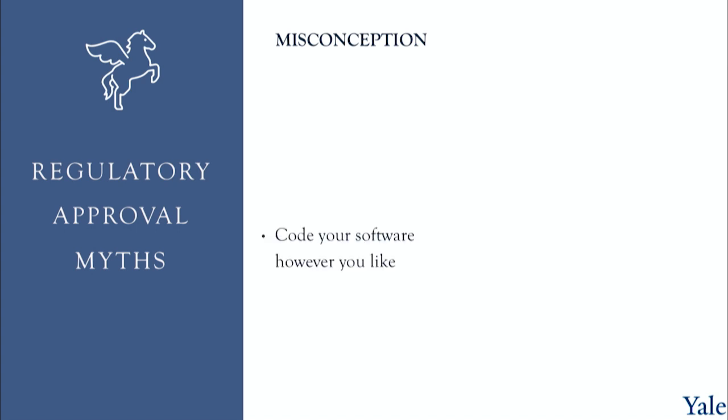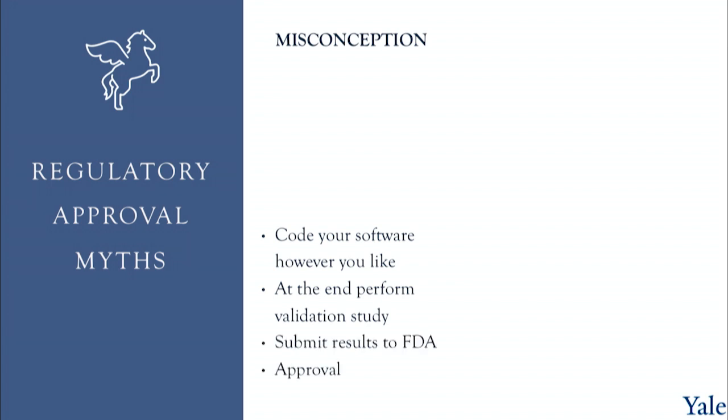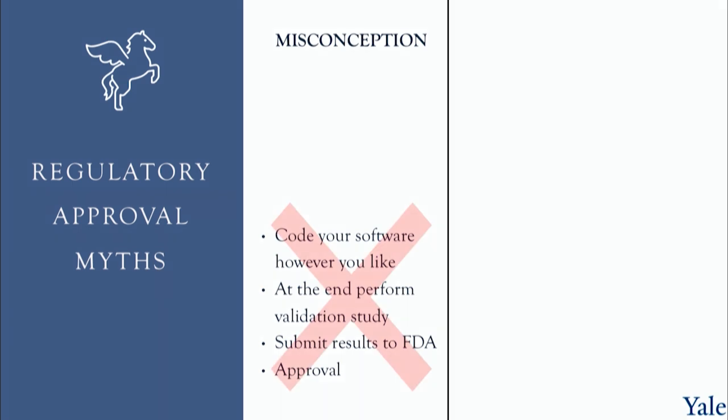A common misconception of how the regulatory process for medical software works is as follows. You code your software however you like. At the end, you perform a validation study, you submit the results to the FDA, and you get approval. This is not how the process works, okay? We're going to cross that out. This is how the process actually works.